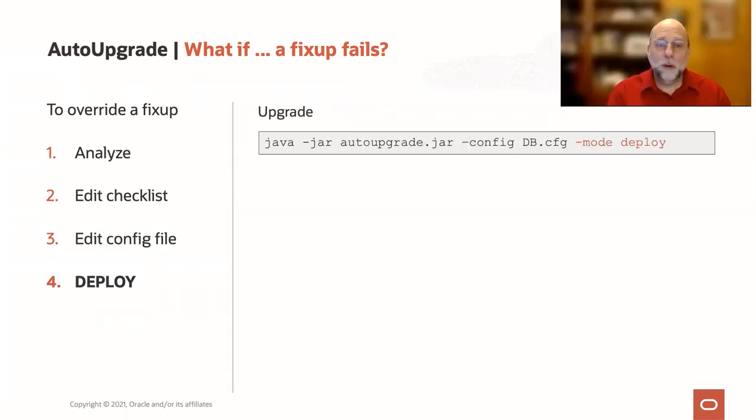And once you have your checklist file modified and in place, all you have to do is run AutoUpgrade with a deploy option. And what will happen is it'll read the config file, notice that you have your own checklist, and it'll skip the things that you want to skip and execute all of the other fix-ups normally.